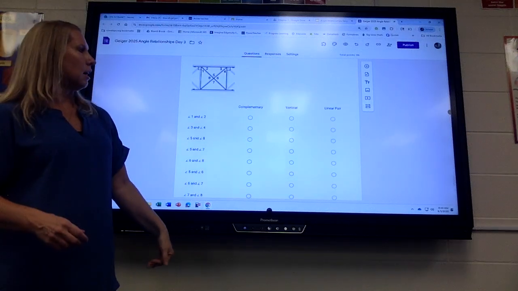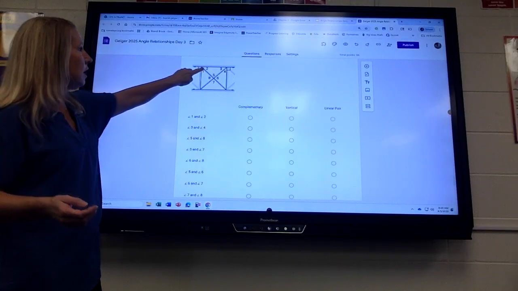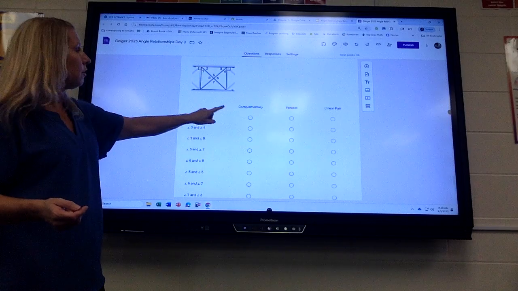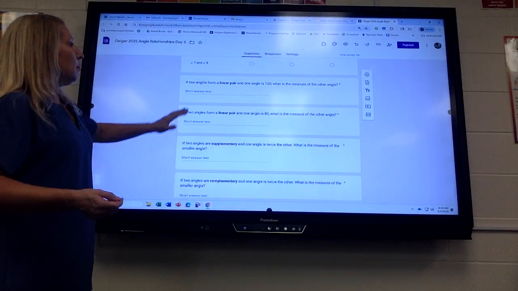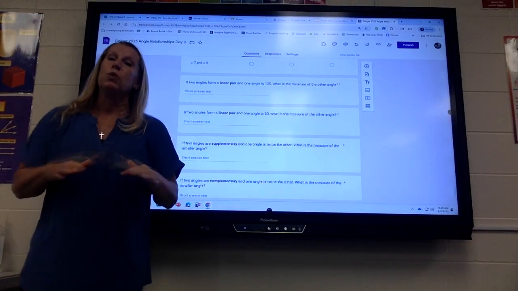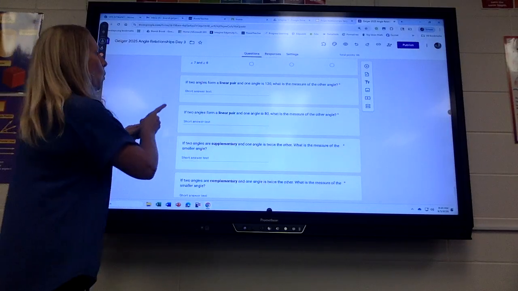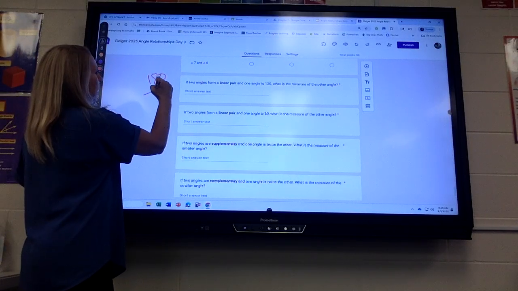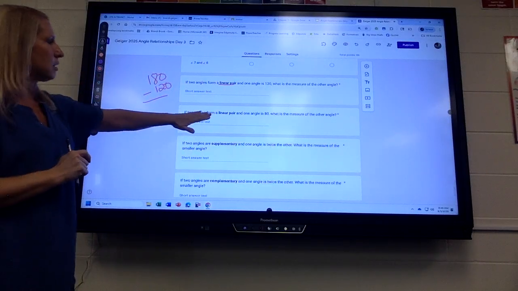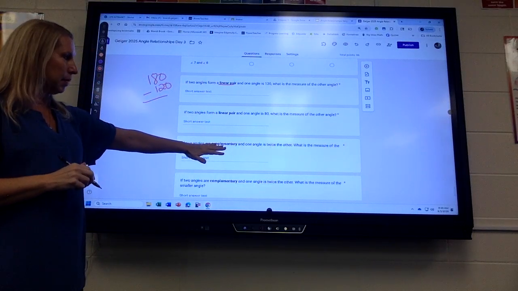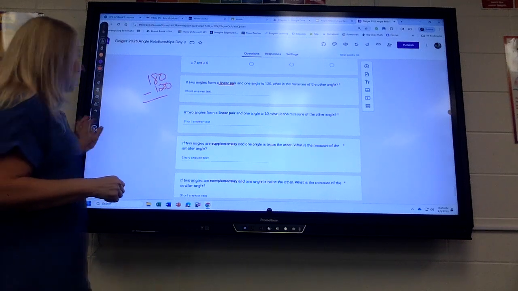More where you have to decide, some of these you have to decide whether they're complementary. So like 1 and 2, if they make a right angle, they are complementary. Linear pair always equals 180. So you would do 180 minus 120. So if it says linear pair, it's 180. So linear pair 180. Supplementary is 180. Complementary is 90.